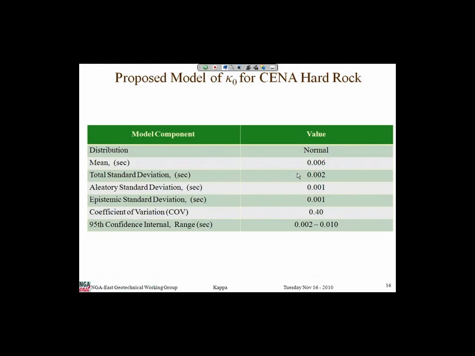Now, the question is, how do we divide that into aleatory and epistemic? At this point, I've just said, make them equal. I think this is an area that we really haven't looked at unless people from the audience can share something. Again, the coefficient of variation is about 0.4, so the 95th confidence interval would be between 0.002 and 0.01 seconds.